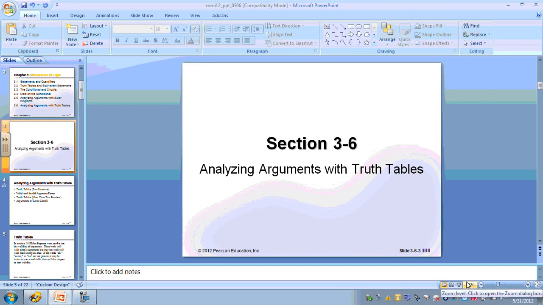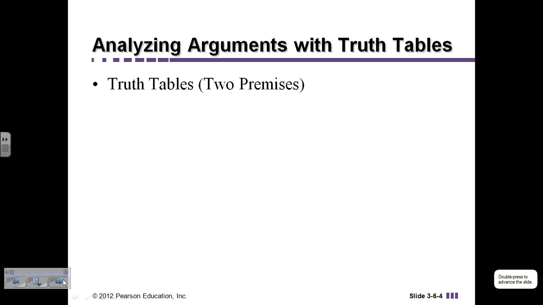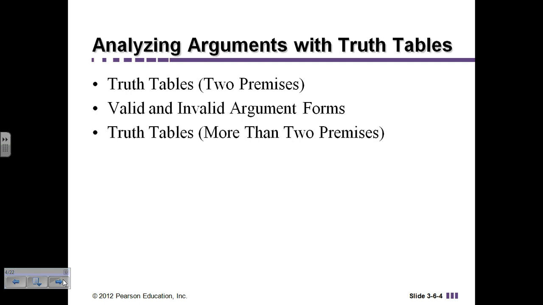And we're going to be talking about section 3.6, and what we're talking about here is analyzing arguments, and we're going to be using truth tables to do that. So we're going to be talking about truth tables with two premises, valid and invalid argument forms, different ways of deciding whether an argument's valid, truth tables with more than two premises, and then we're going to look at some examples from Lewis Carroll, like Alice in Wonderland, to figure out some information.